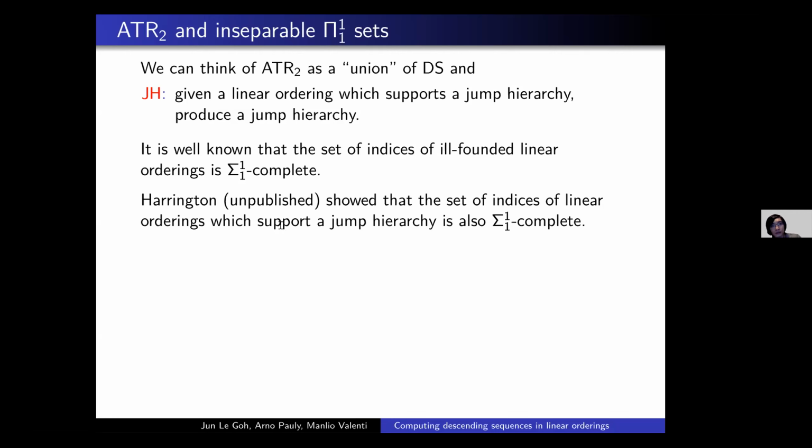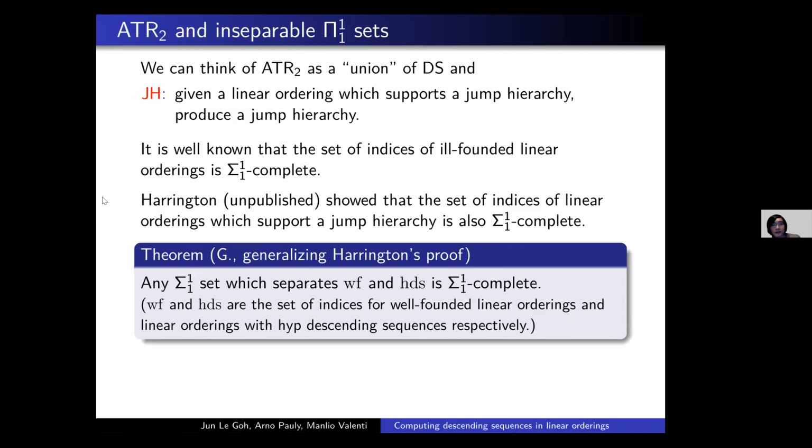And after studying Harrington's proof, I realized that it actually essentially proved a stronger result, which says that any Σ¹₁ set which separates these two sets of indices must be Σ¹₁ complete. So WF is the indices for well-founded linear orderings, and HDS is the indices for linear orderings with hyperarithmetic descending sequences. So these two sets are inseparable Π¹₁ sets, in the sense that any Σ¹₁ set that separates them has to be complete. In particular, there is no Δ¹₁ set that separates these two.